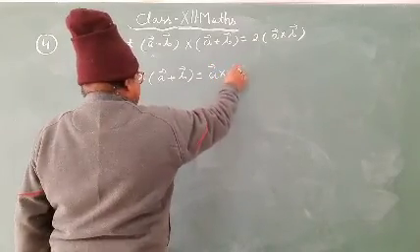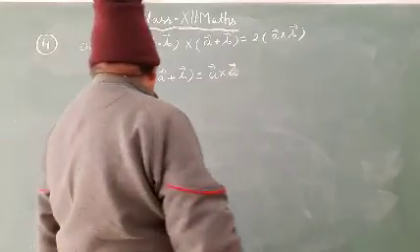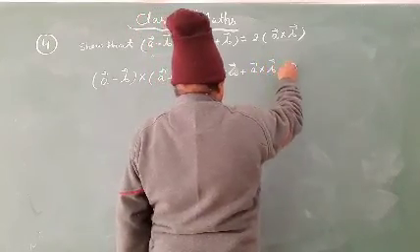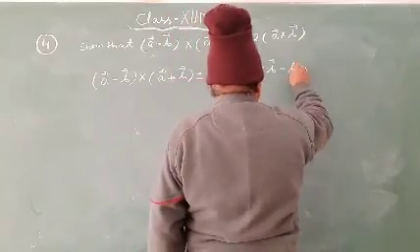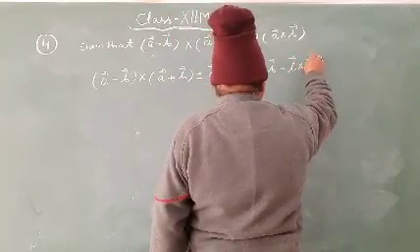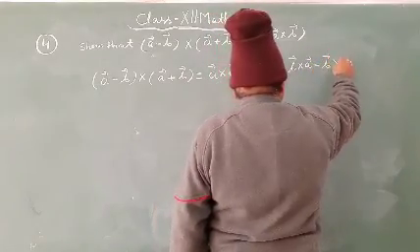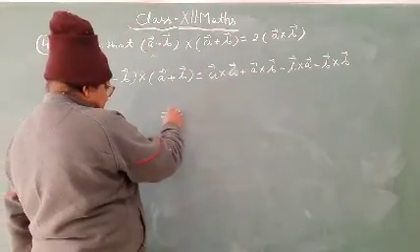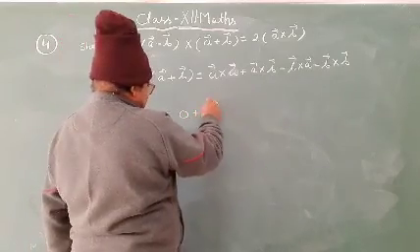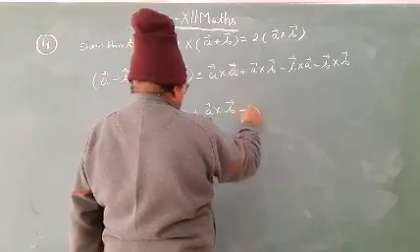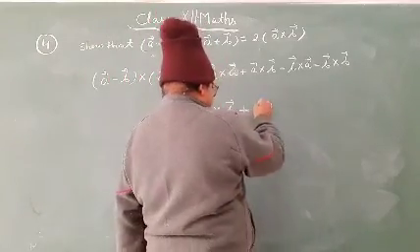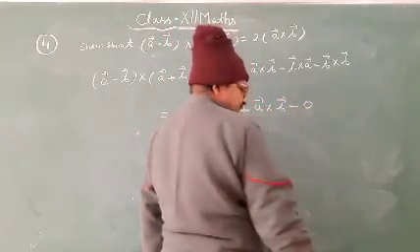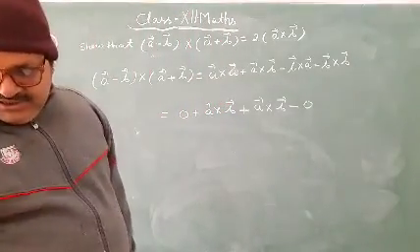vector A cross vector A plus vector A cross vector B minus vector B cross vector A minus vector B cross vector B. That's equal to 0 plus vector A cross vector B plus vector A cross vector B minus 0.